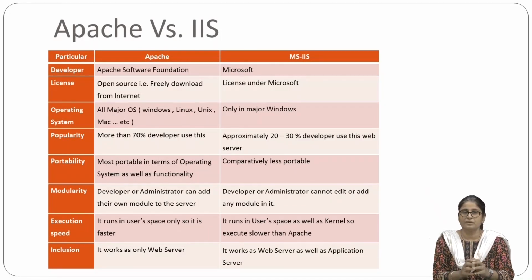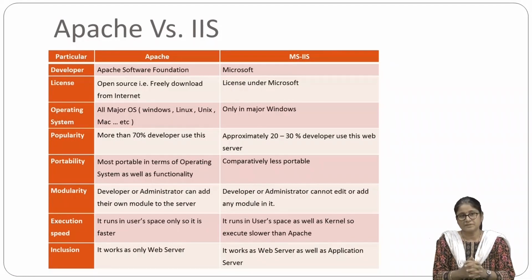Popularity wise, if you look at the Apache server, it is more popular because it is free, and a small organization cannot afford this IIS server. In that case, they can use the open source. More than 70% of developers are using the Apache server, while the popularity of the IIS server is less because it is inbuilt with the Windows operating system.